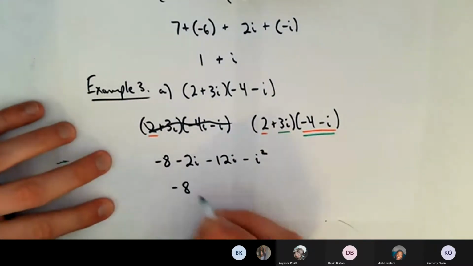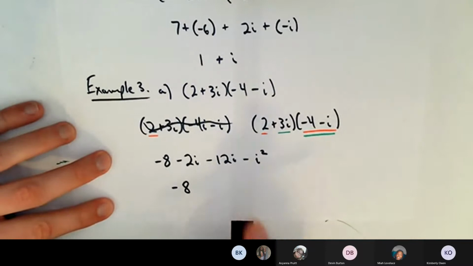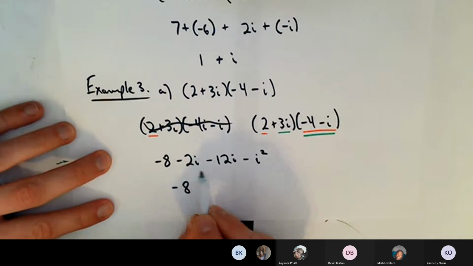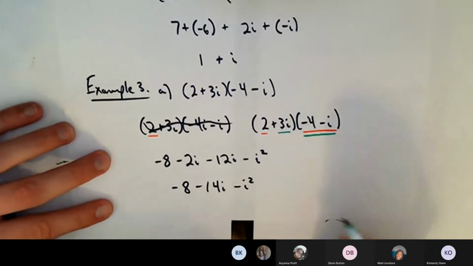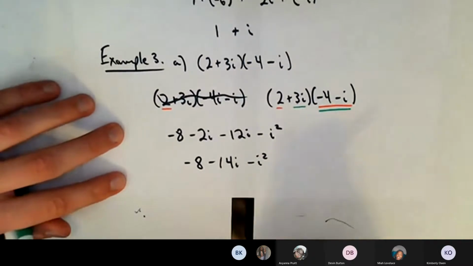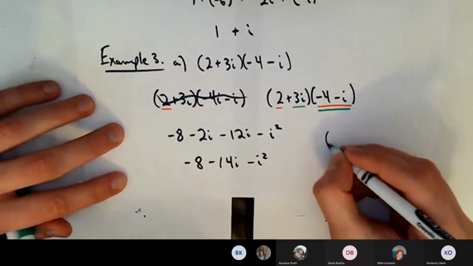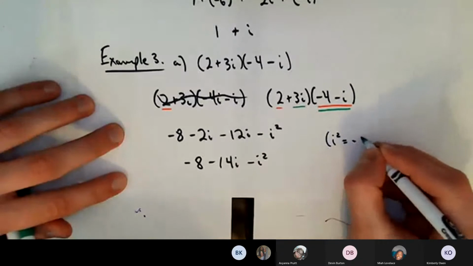I can combine some like terms, negative 2i minus 12i here. Those are like terms, right? They both have a single i attached, and negative 2 minus 12 is negative 14. Now, what about i squared? I'll do it in the next step. i squared is equal to negative 1. So recall, i squared is equal to negative 1.